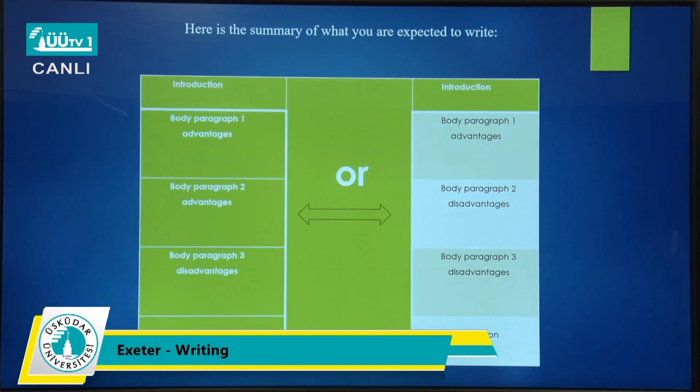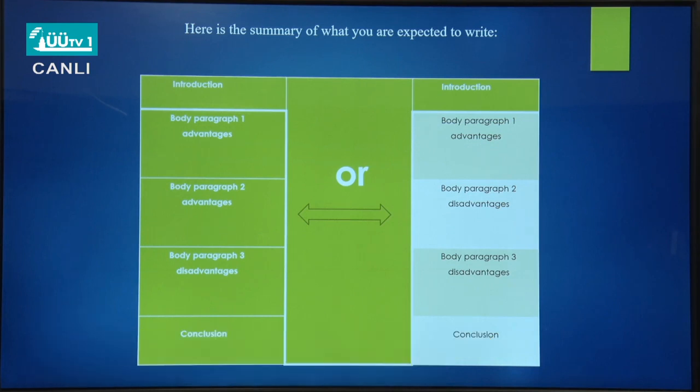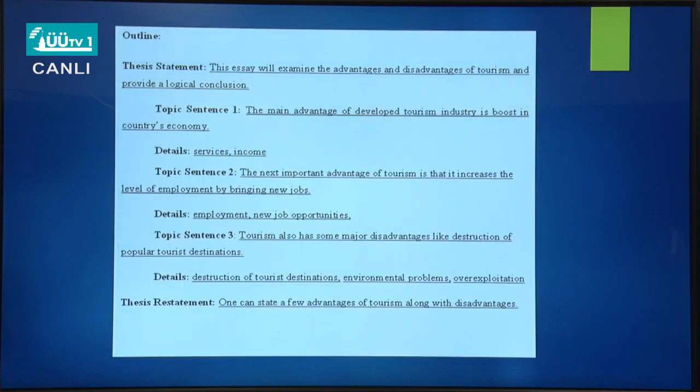And here's a summary of what you're expected to do. As I told you before, we have an introduction and again a conclusion. But we have three paragraphs here. It's up to you. You can have two advantages and one disadvantage and vice versa. It means that you can have two disadvantages and one advantage. Okay? So it's based on you. This is the outline we have.